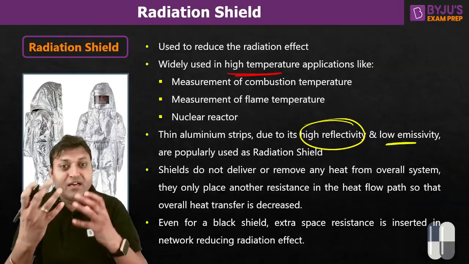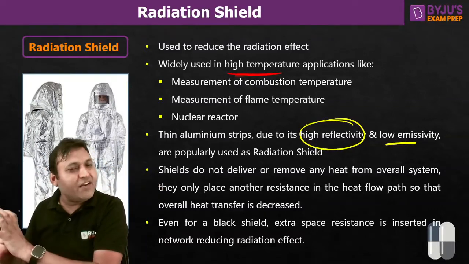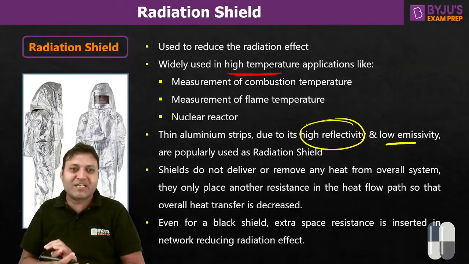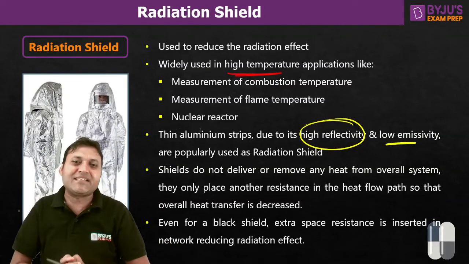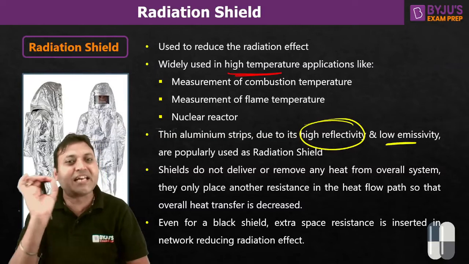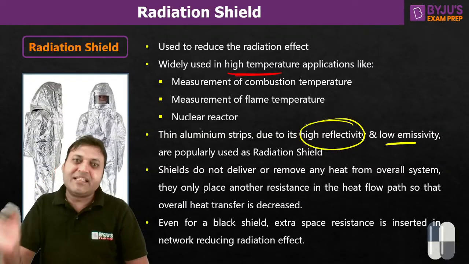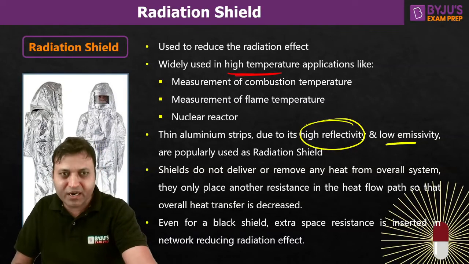Now, how do they reduce the radiation effect? They neither remove any heat from the system nor add any heat to the system. They only place a thermal resistance in the path of the radiation heat flow, and because of the increase in thermal resistance, the rate of heat transfer due to radiation decreases. That is how they work.